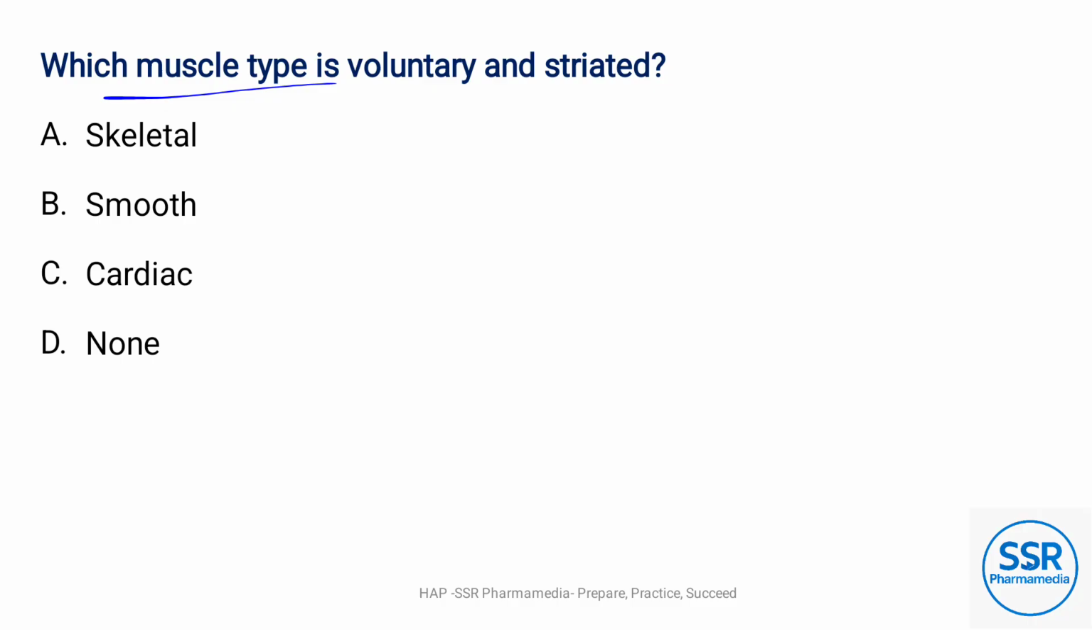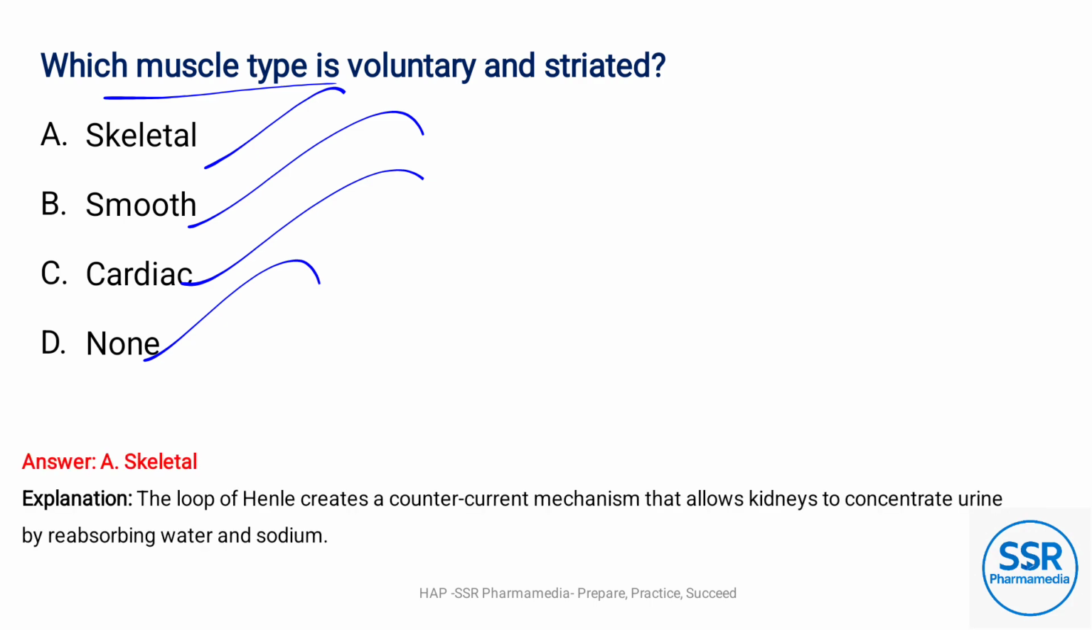Which muscle type is voluntary and striated? Option A, skeletal muscle. Option B, smooth muscle. Option C, cardiac muscle. Option D, none. So the answer is option A, skeletal muscle.